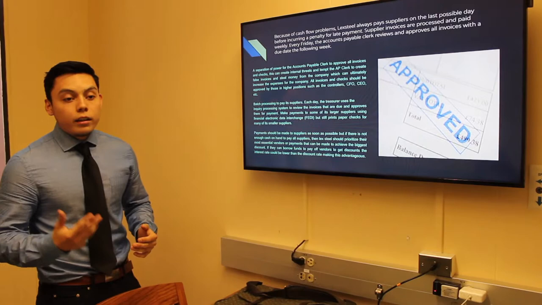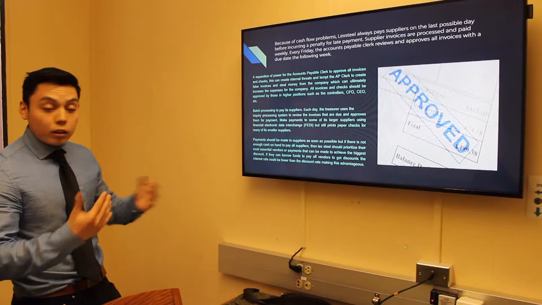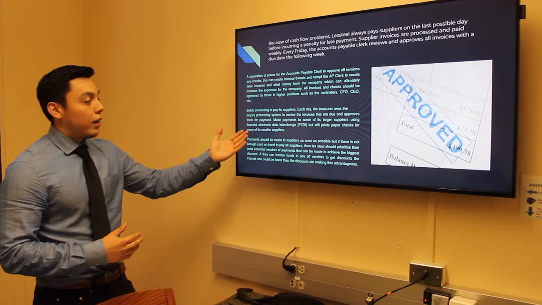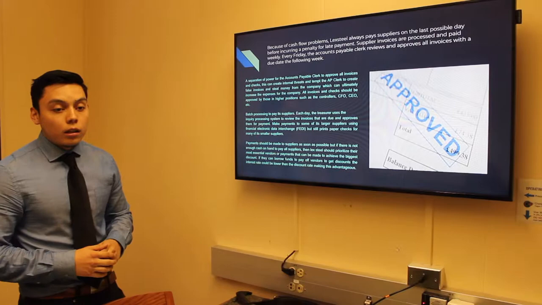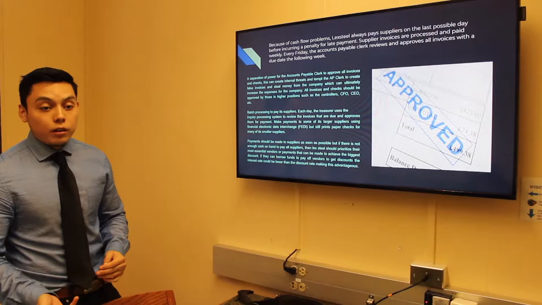You can create a system where some payments for the larger suppliers are issued via financial electronic data interchange, while it still prints paper checks for many of the small suppliers. At the same time, it processes automatic checks online for the suppliers that need to be paid before the raw materials are even due.